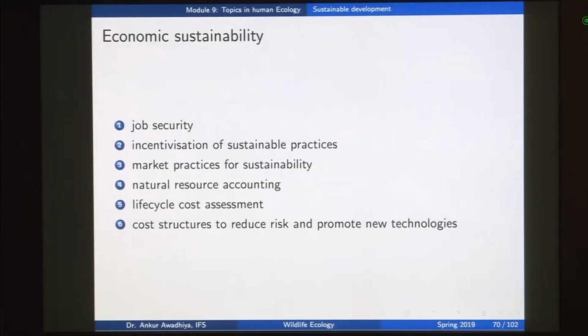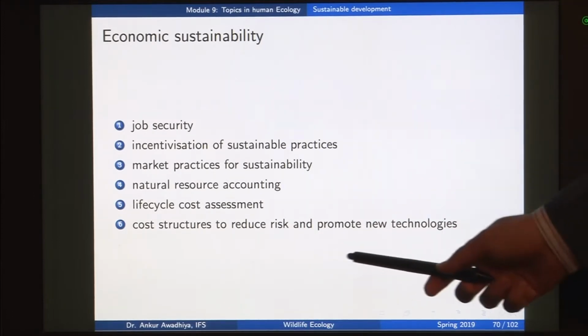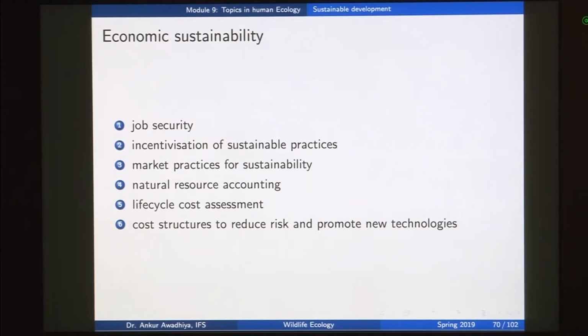But that is only possible when you are able to put the life cycle cost assessment into the cost of different products. We also talk about cost structures to reduce the risk and promote the new technologies. So for instance, if I want to put up a solar panel onto my house, and getting a solar panel is expensive, so I am putting up a lot of cost and I do not know what is the return that I will get in future.